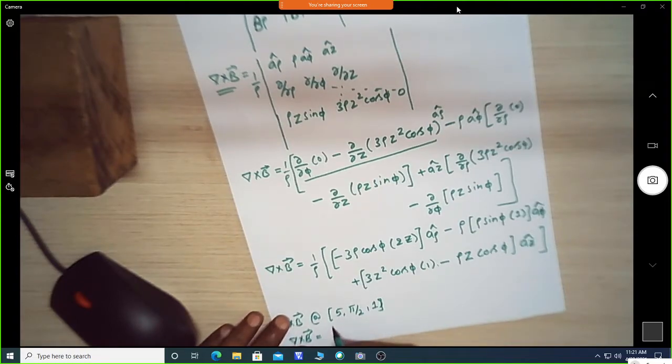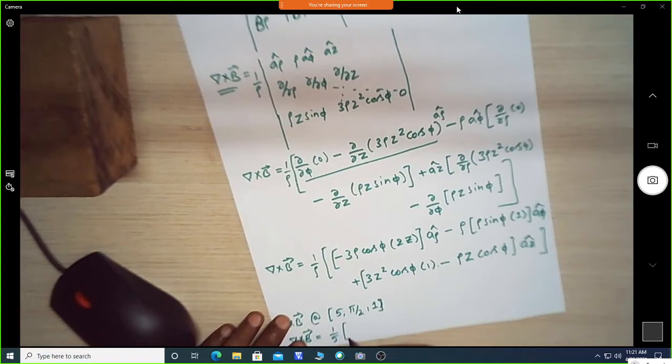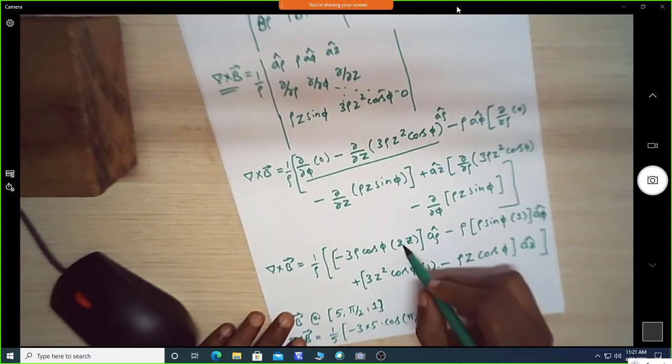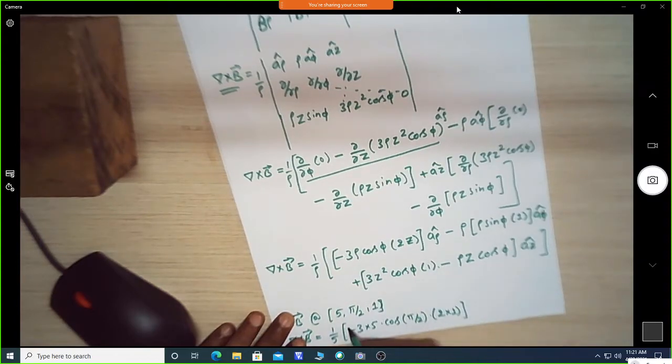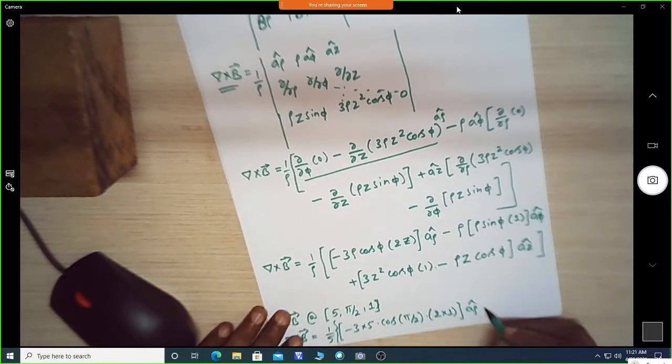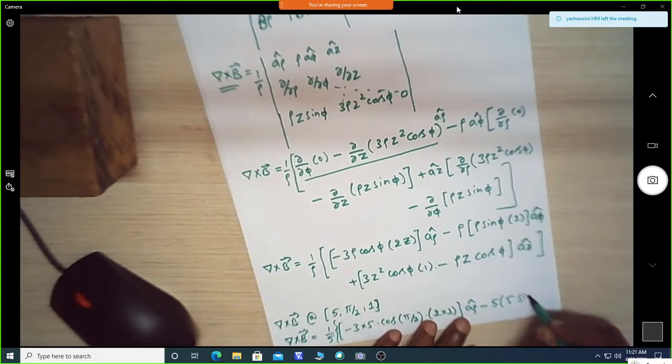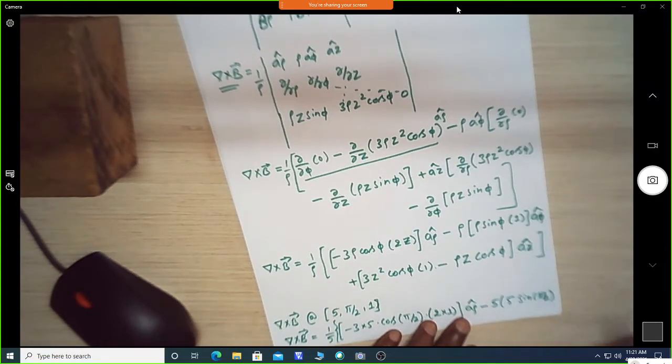So what is del cross B? 1 over 5 into, so minus 3 into 5 into cos of 5 by 2 into 2 into 1. This is 2z, that is in the arrow direction. Okay, minus 5 into 5 sin of 5 by 2, into 1 in the a5 direction.